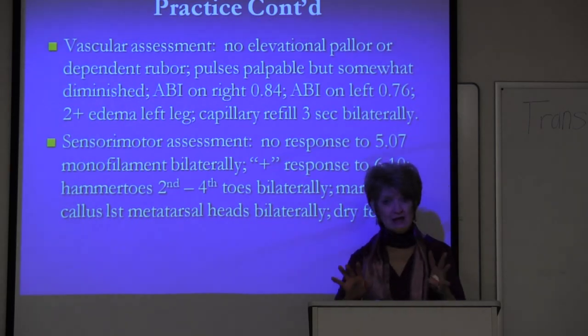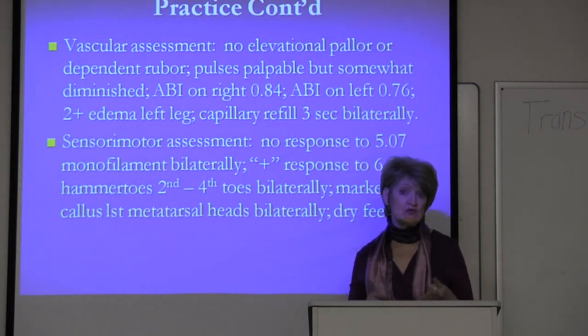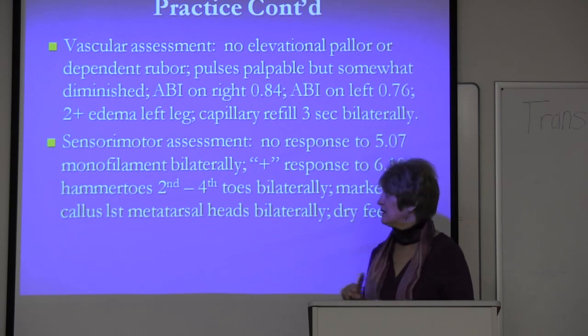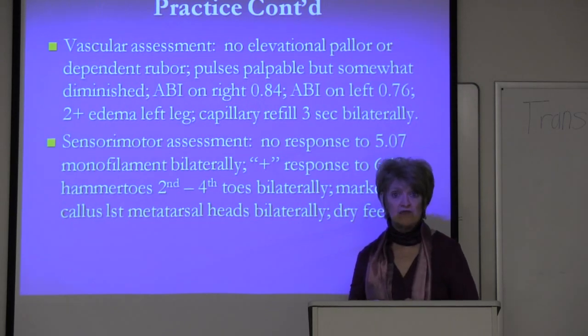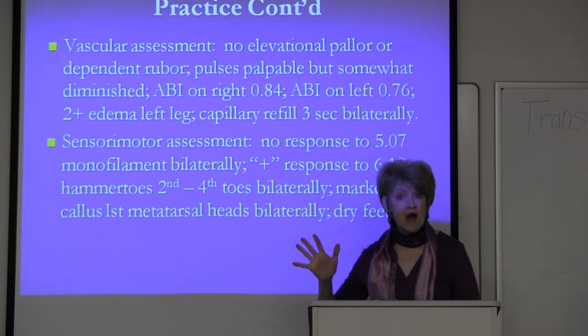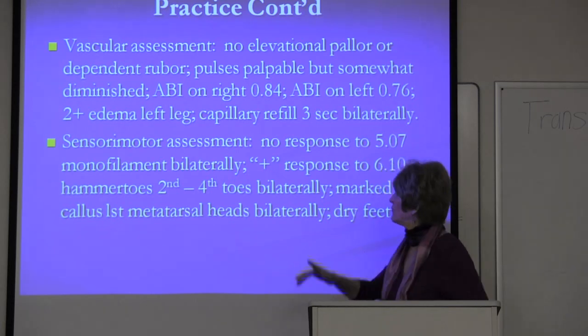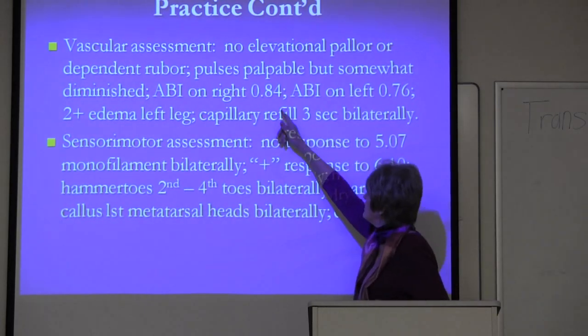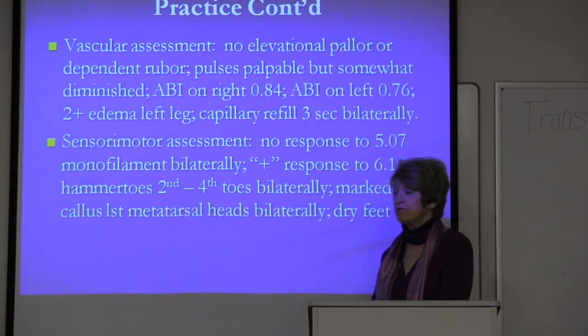Now, if you just stood back and you looked at all of that data together, your assessment would be, well, she has some evidence for venous disease because she has 2+ edema in the left leg. When you look at her ABI, her pulses, the other vascular indices, you would conclude that she has moderate lower extremity arterial disease, not severe, mild to moderate. 0.84, mild, 0.76, moving into the moderate range.